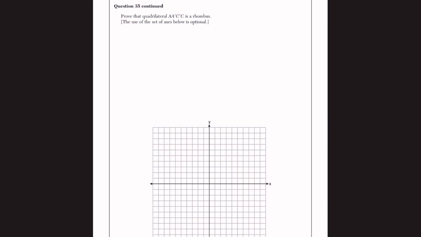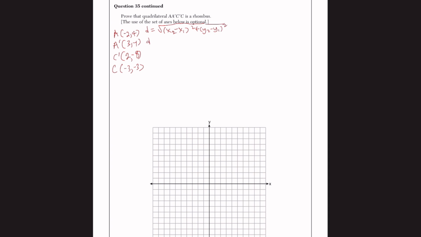Question 35 continued. Prove that quadrilateral A prime, C prime, C is a rhombus. So the coordinates for A is (-2, 4). A prime is (3, -1). C prime is (2, -8). And then C is (-3, -3). So to prove a quadrilateral to be a rhombus, we need to prove that all 4 sides are congruent to each other. So we're going to have to use the distance formula again.